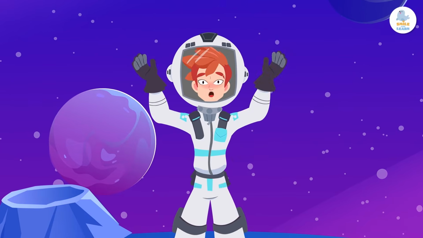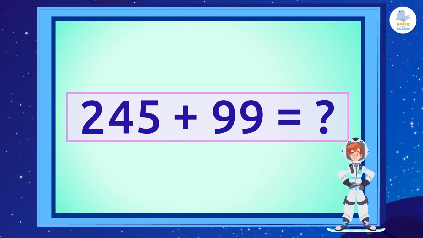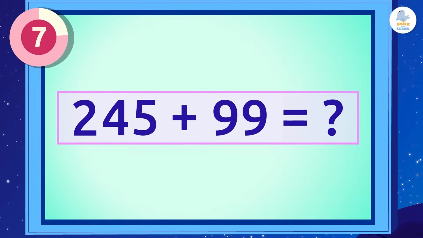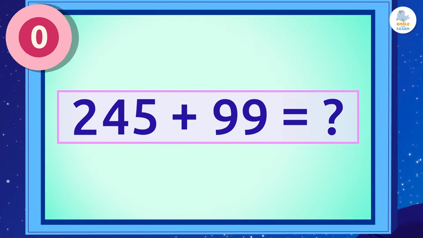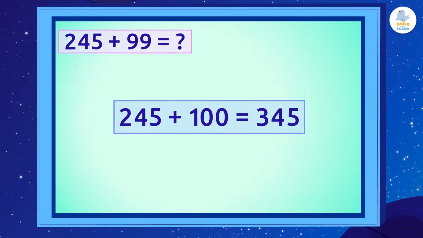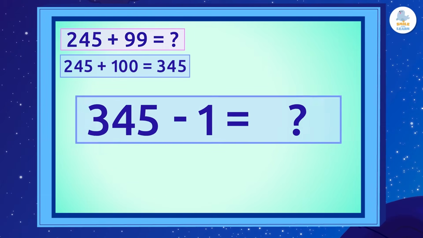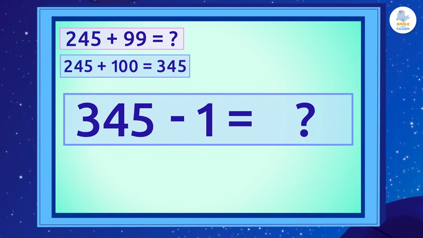Let's practice together. What is 245 plus 99? Let's go step by step. 245 plus 100 is 345, right? Well, all we have to do is subtract 1 from that number. What does that give us?